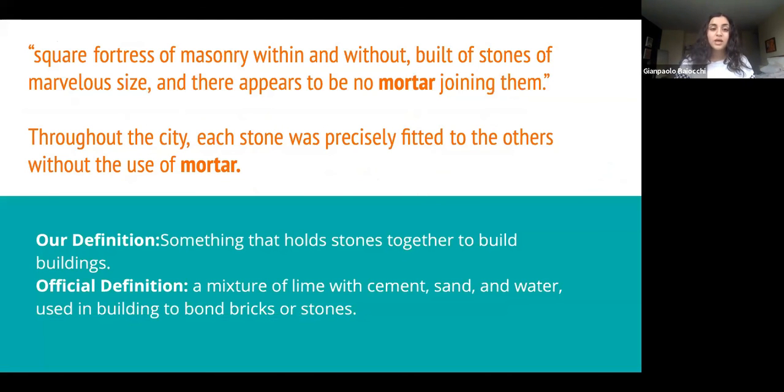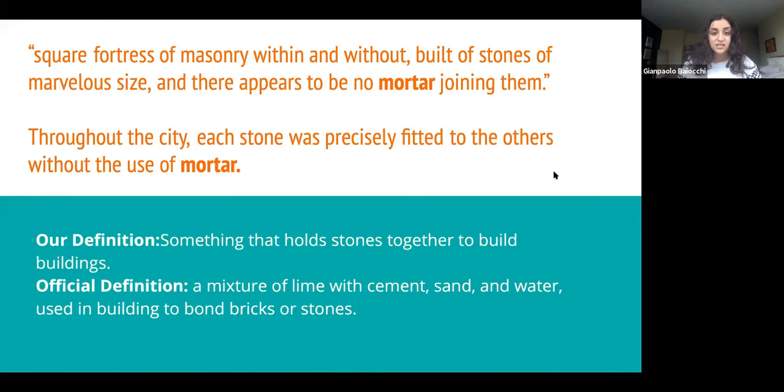Okay, now we're going to go over the word mortar. So it's used in two sentences. From reading those sentences, we can tell that it's a noun, which is a person, place, or thing. And I put the two sentences up. The most important thing that we need to figure out once we know that it's a noun is what the noun does, what's its purpose.